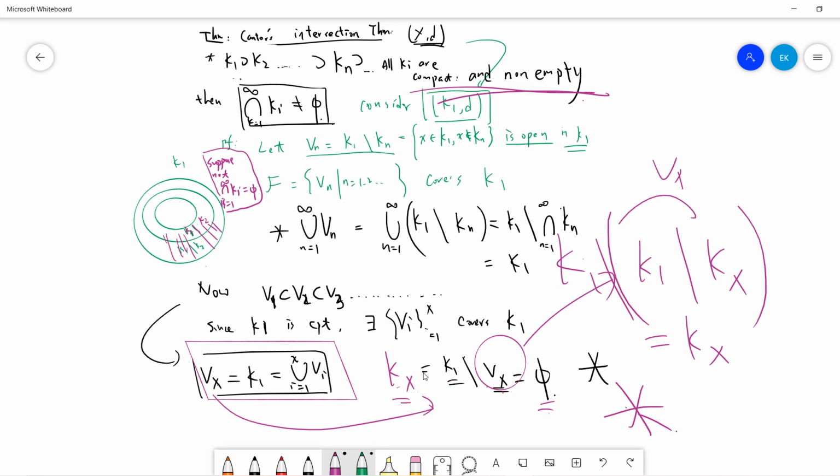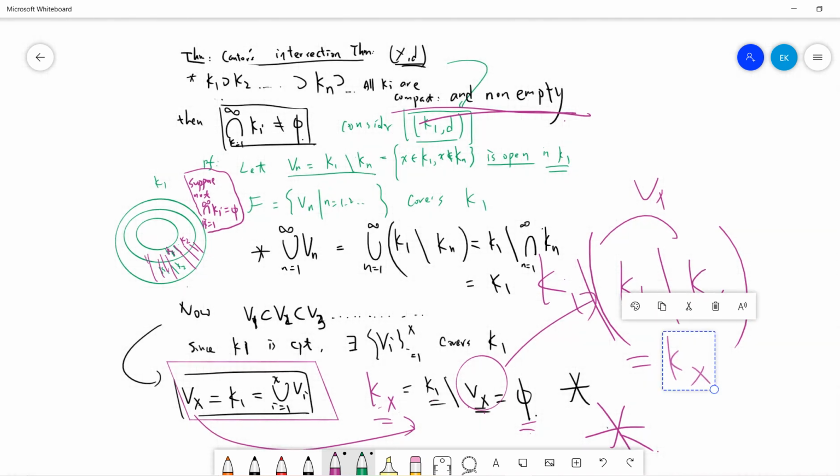Okay, that's the proof. Very nice, right? A very simple theorem, and a very short one.